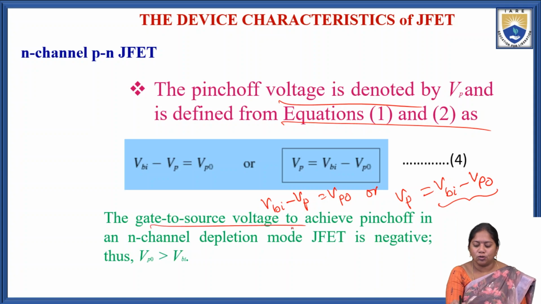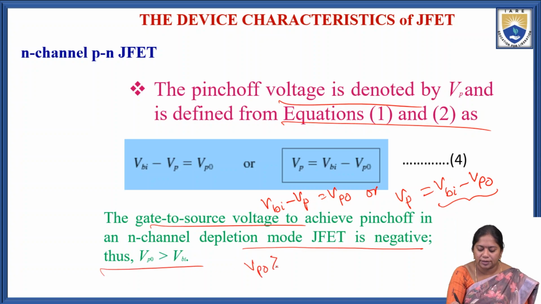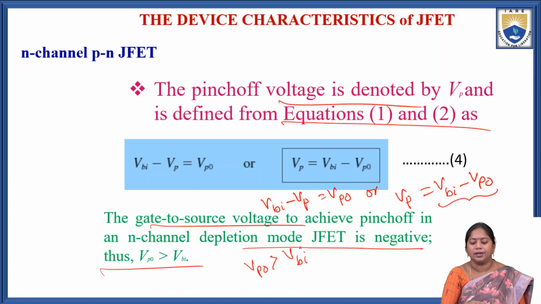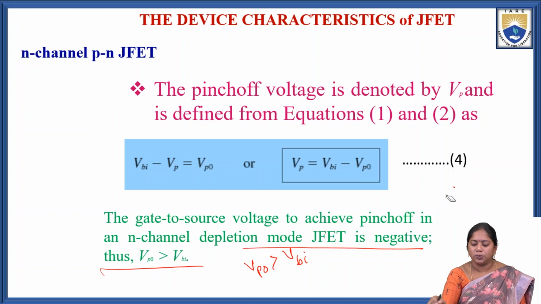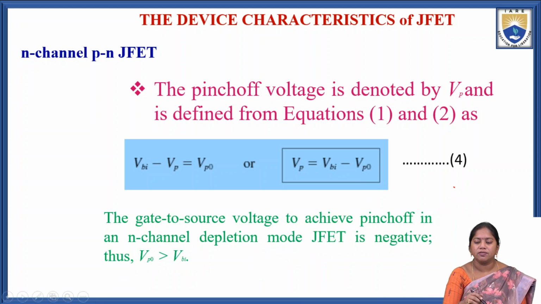So the gate to source voltage to achieve the pinch off in the n-channel depletion mode JFET is negative, that is, Vp0 is greater than Vbi. So here Vbi minus Vp equals Vp0. From this, the pinch off voltage Vp equals Vbi minus Vp0, that is equation 4.